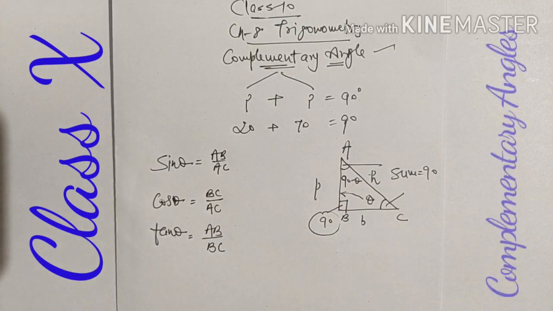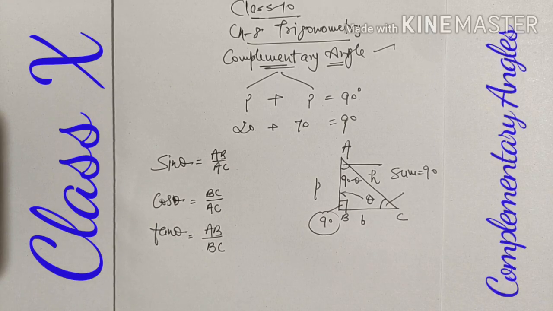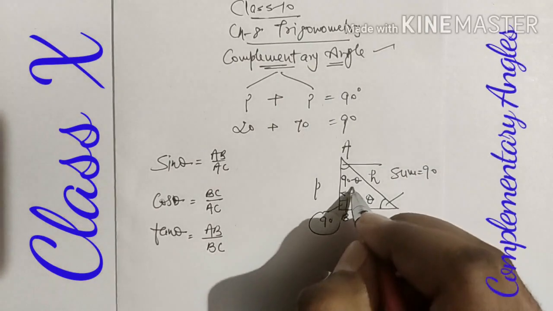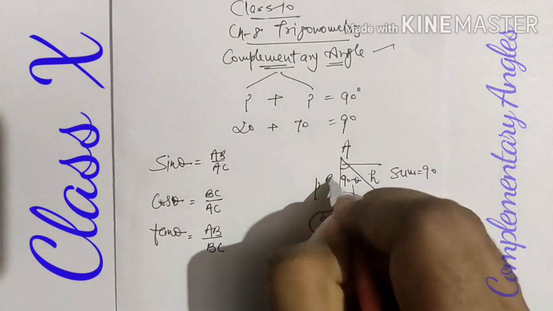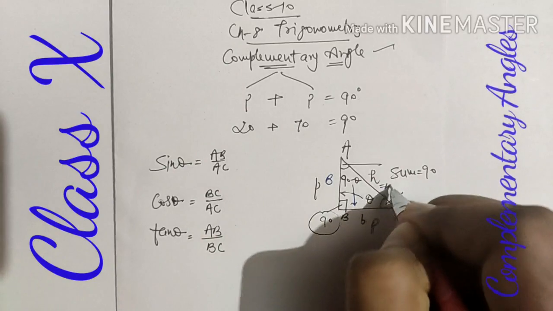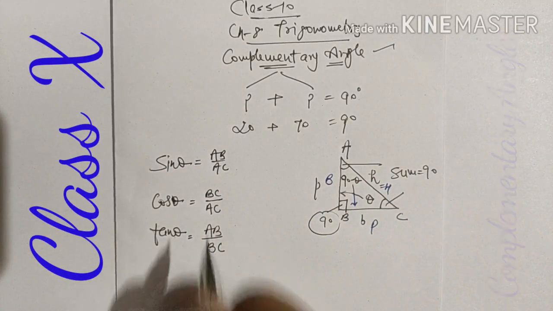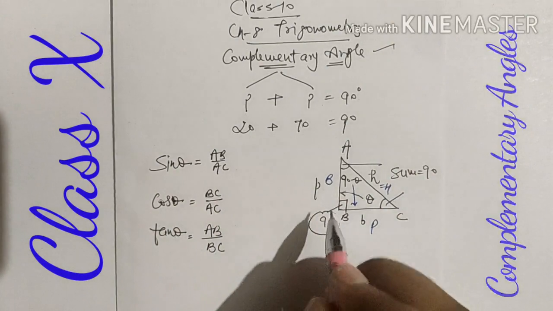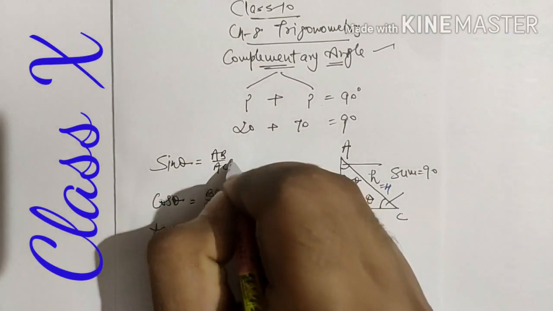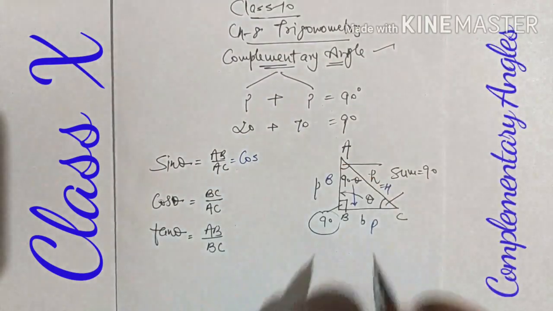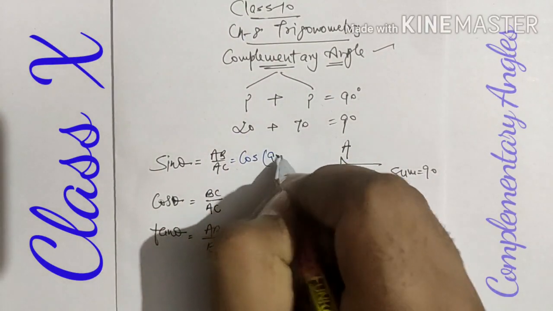Now let us discuss the other angle, which is our complementary angle. According to that angle, 90 minus theta, the side in front of the angle is known as perpendicular. On the 90 degree side, this becomes base, and the hypotenuse remains the same. AB by AC: according to this angle, AB is known as base, AC is known as hypotenuse. Base upon hypotenuse means cos. So this angle is given by 90 minus theta.